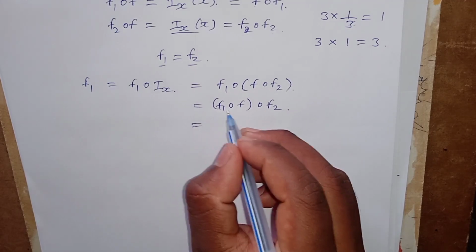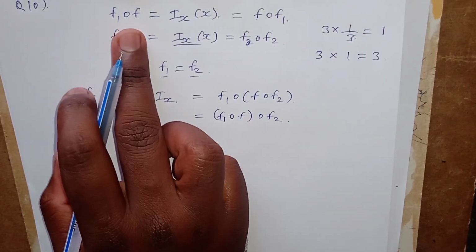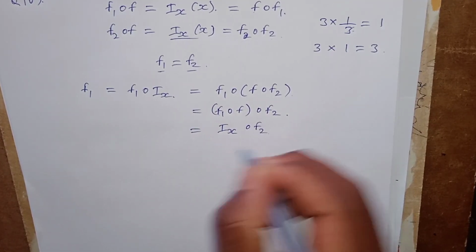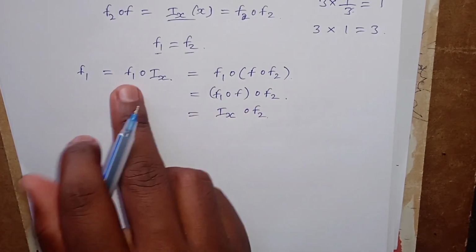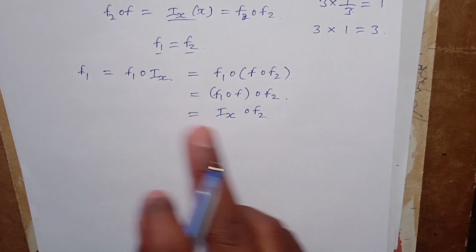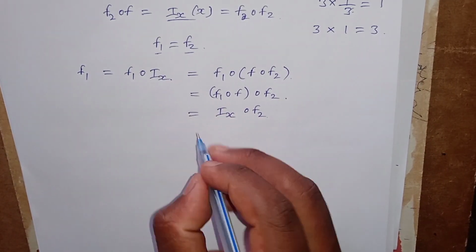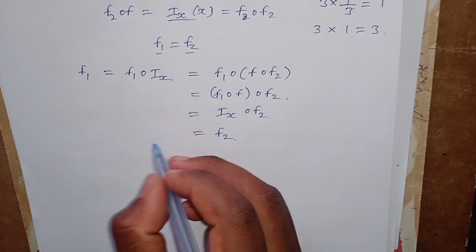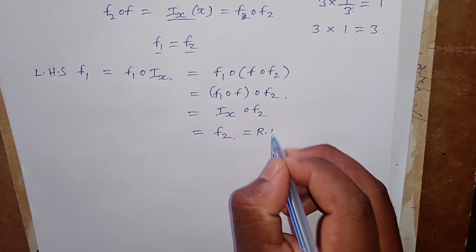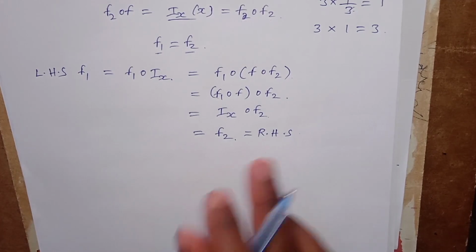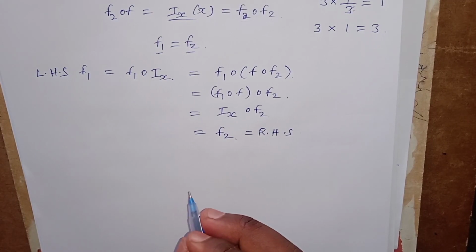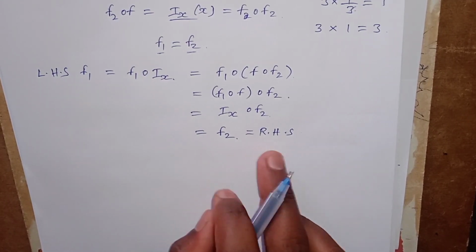Next here, f1 ∘ f is nothing but the identity, again the identity of x ∘ f2. Therefore f1 ∘ identity of x is nothing but f1, and identity of x ∘ f2 is nothing but f2. Therefore on the LHS I have taken f1, my RHS is f2, therefore f1 equals f2. Here it has a unique inverse. I hope you all understood question number 10.